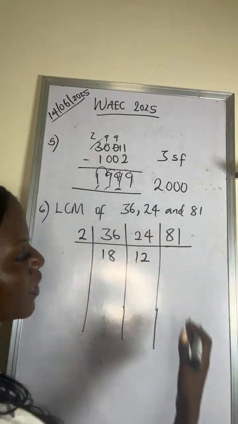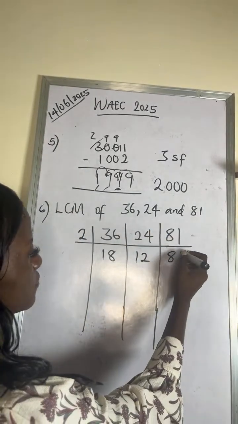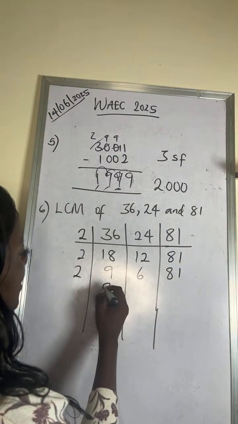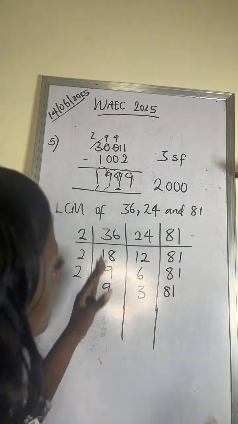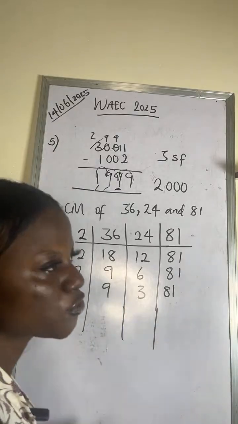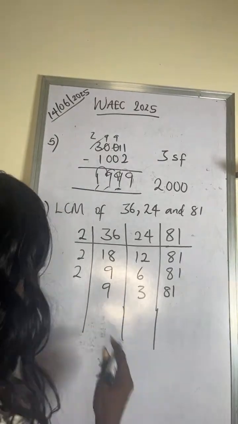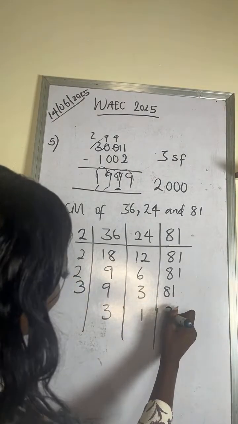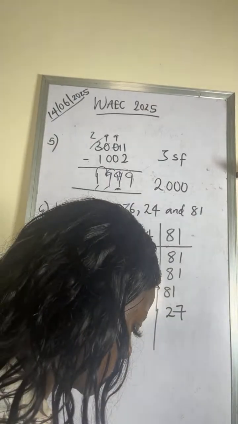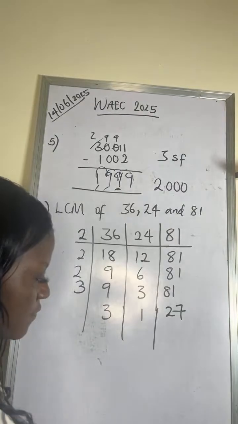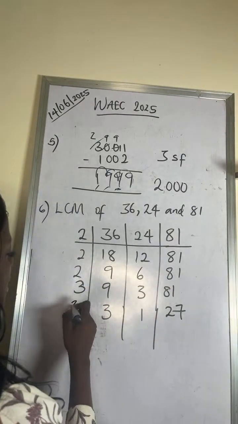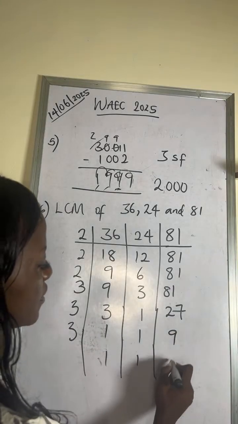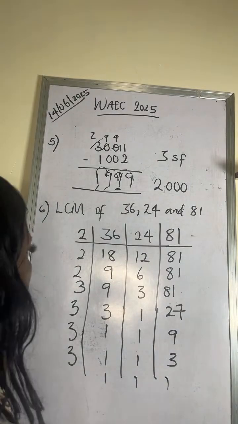2024 is 12. 2 cannot go into 81 without a remainder, so we just write 81. 2 again, 9, 6, 81. 2 again, 9, 3, 81. Because too much is going on, if there's any error anywhere, please call my attention. 3: 3 in 9 is 3, 3 here 1, 3 in 81 is 27. Yes, 27. Then 3 again: 3, 1, 1, 9. 3 again: 1, 1, 3. 3 again: 1, 1, 1. So we're left with this.